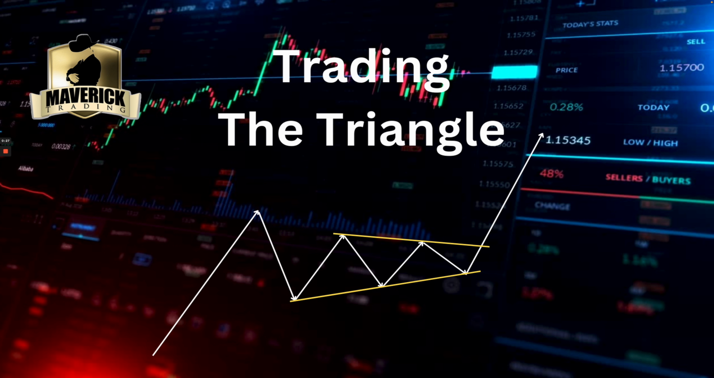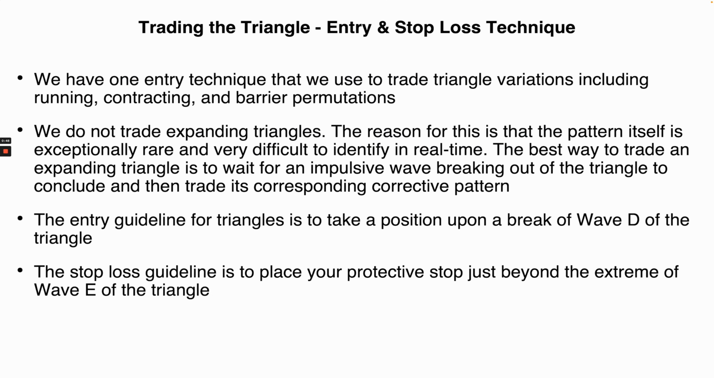Triangles cannot take shape in the wave 2 position of an impulsive wave count. They can only take place in wave 4. Why? Because wave 5 is the final actionary sequence. In a corrective structure, a triangle can take place in the wave B position. Why? Because wave C is the final actionary sequence.